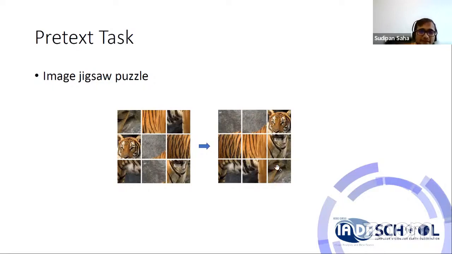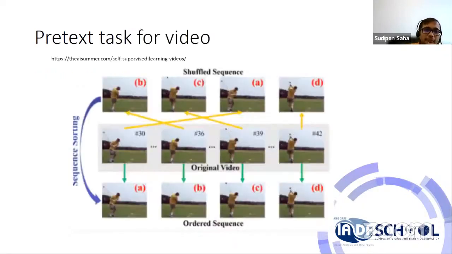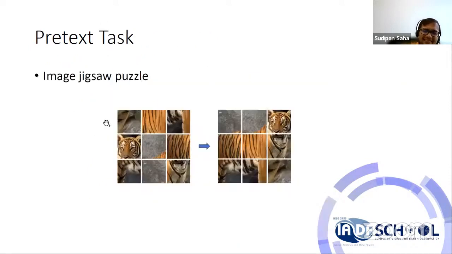So for the jigsaw puzzle, we have this natural order, we jumble it, and we try to get it back. This is how the image jigsaw puzzle works. Now think of this rearranging in a slightly different way for video. This image has 9 patches with a natural order. Similarly, a video has a natural order. If you are given T frames from a video, these T frames have a natural order.